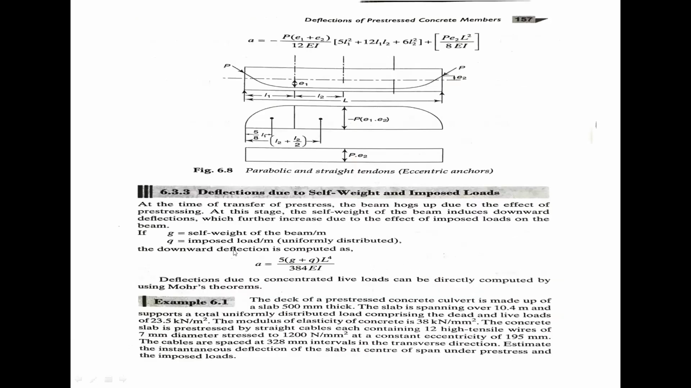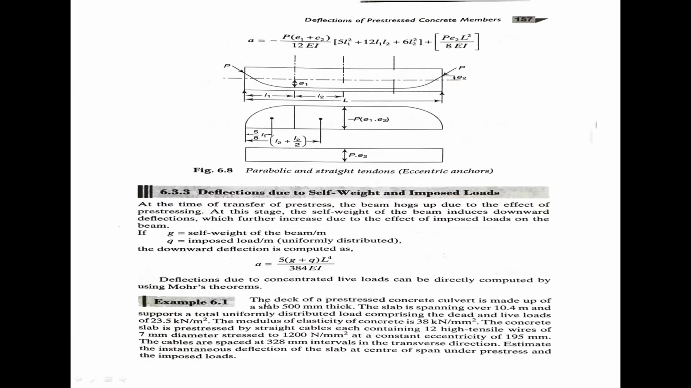Now, we are given in this problem 23.5 kilonewton per meter square. We have to take it as the uniformly distributed load, W equals 33.5. See, the problem will be solved by taking the given data. It is given as dead load and live loads of 23.5 kilonewton per meter square.